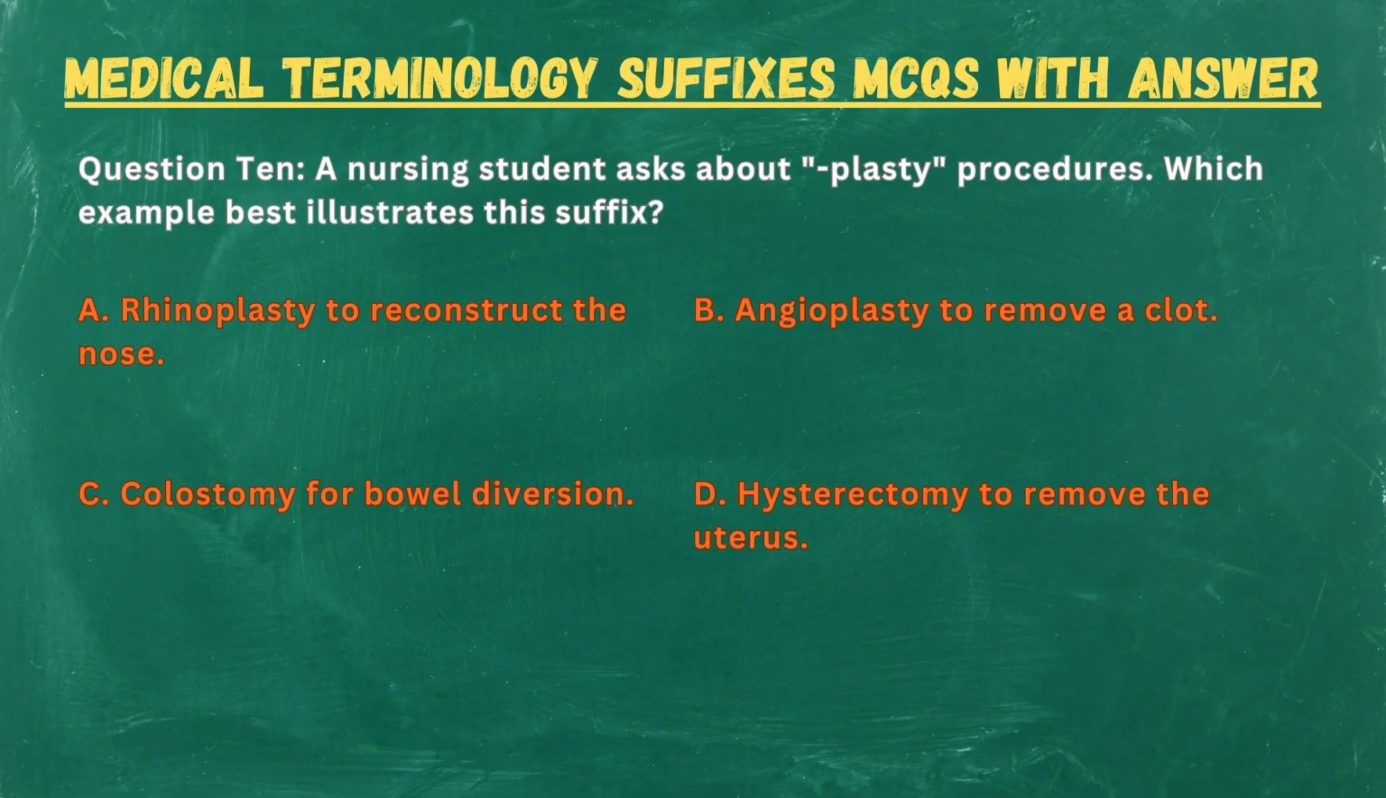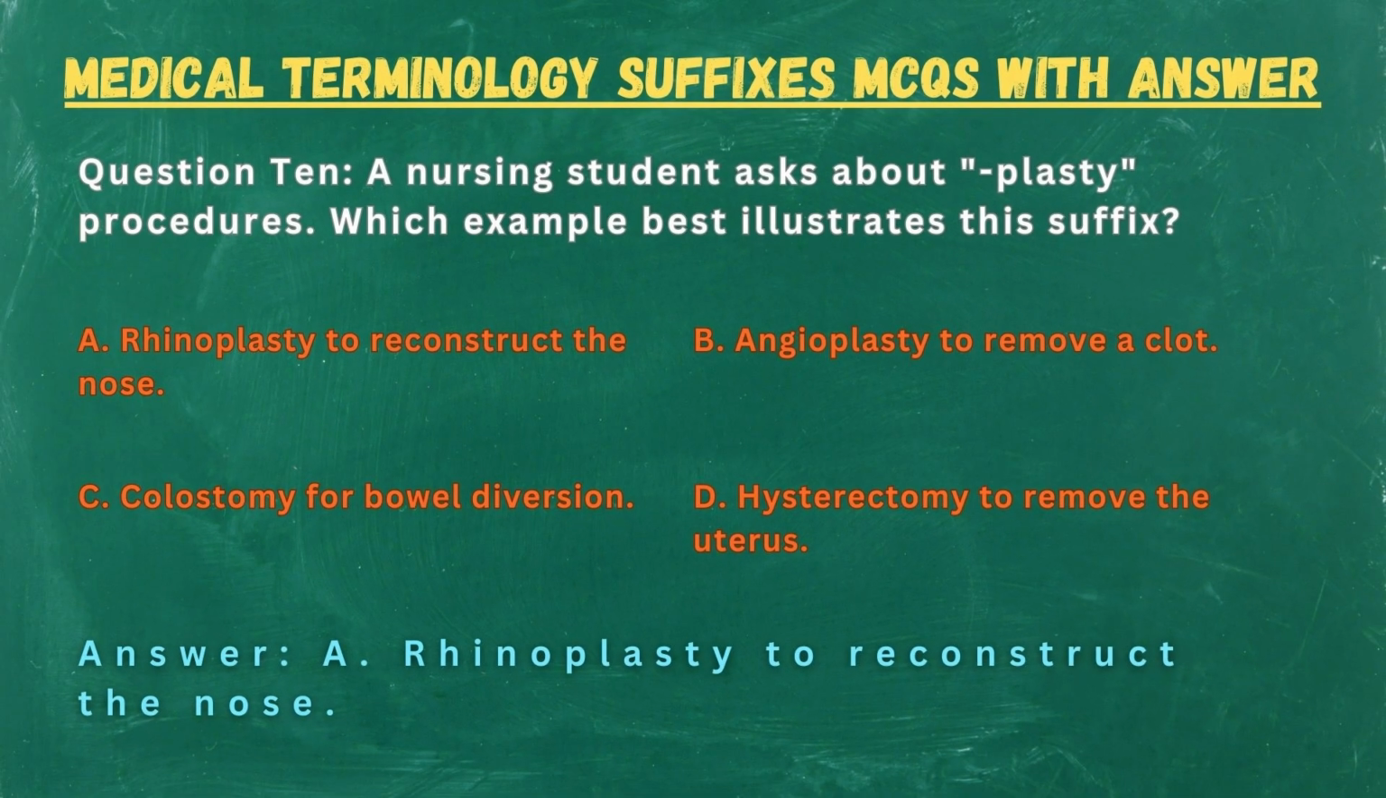Question 10. A nursing student asks about -plasty procedures. Which example best illustrates this suffix? A. Rhinoplasty to reconstruct the nose. B. Balloon angioplasty to remove a clot. C. Colostomy for bowel diversion. D. Hysterectomy to remove the uterus. Answer: A. Rhinoplasty to reconstruct the nose.